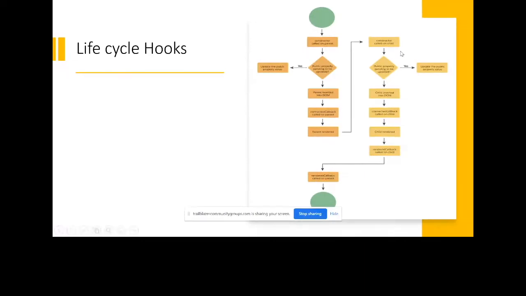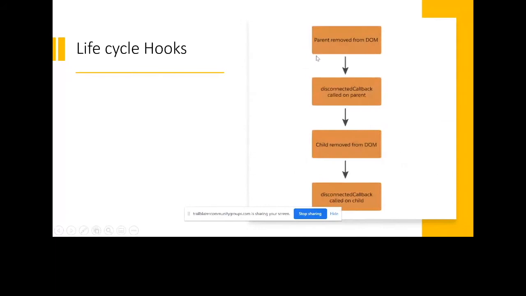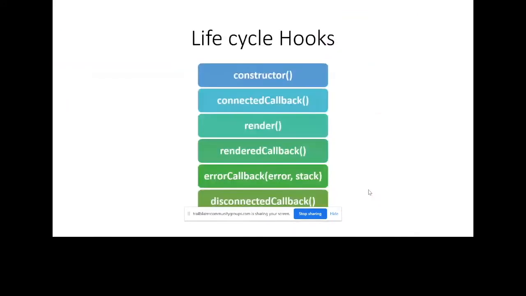So this is one life cycle. Whenever the parent is removed from the DOM, disconnected callback from the parent is called. Then, when the child is removed from the DOM, disconnected callback is called on the child. So this is about the life cycle hook. Basically, these are the methods which we use in our JavaScript when we are studying life cycle hooks. First is constructor. If we want to give some values for any variables or initialize something, then we can use constructor. Then connected callback.